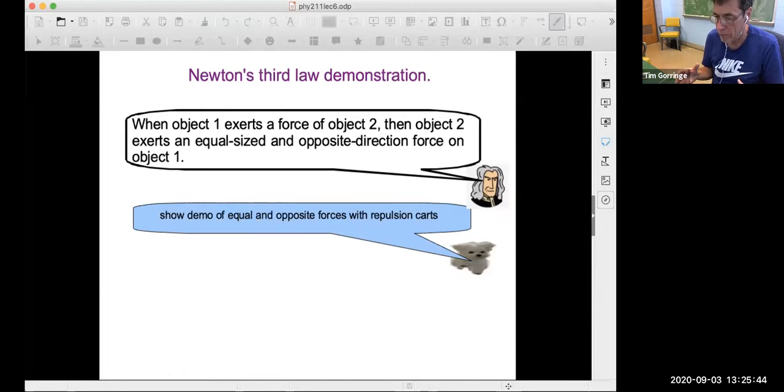What Newton's third law says is that when object one exerts a force on object two, object two always exerts an equal size, oppositely directed force back on object one. So the example is that if the Earth exerts a force on me, pulling me downwards, that sounds very natural. You know what?